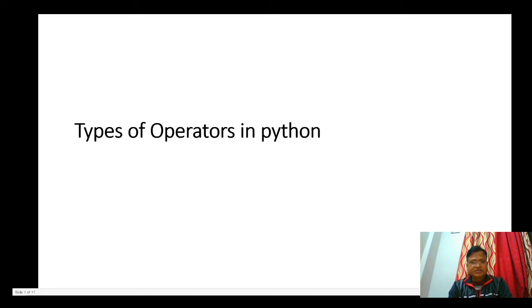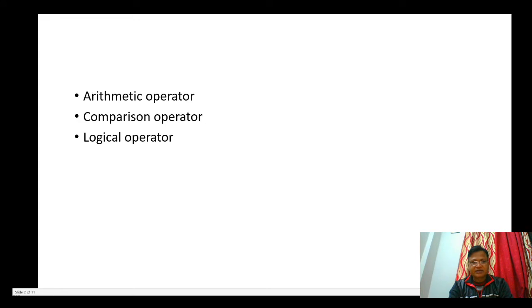Okay, fine. So in this session, we will talk about the different types of operators that we use in Python. We will talk about the types of operators and how we will utilize these operators in different parts of the Python programming language. So let's start. Firstly, what are the different types of operators in Python?